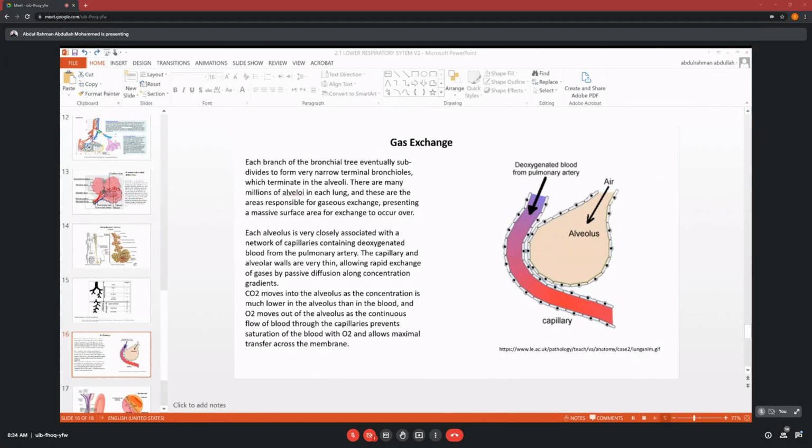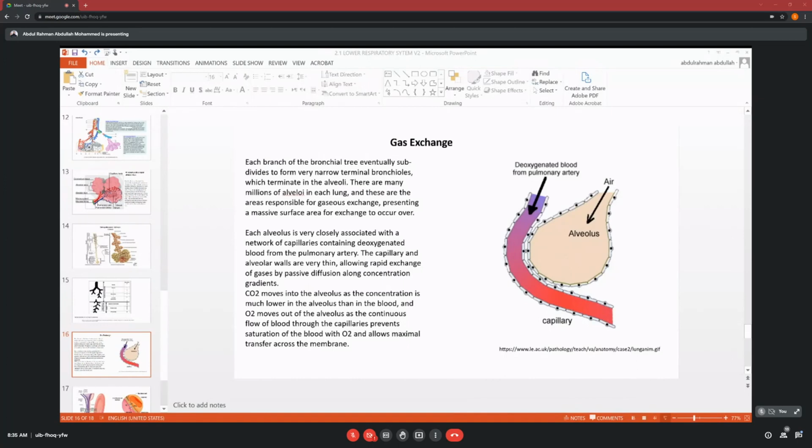It's saying each branch of the bronchial tree eventually subdivides to form very narrow terminal bronchioles, which terminate in the alveoli. There are many millions of alveoli in each lung, and they are responsible for gas exchange. We discussed that. Each alveolus is very closely associated with a network of capillaries.